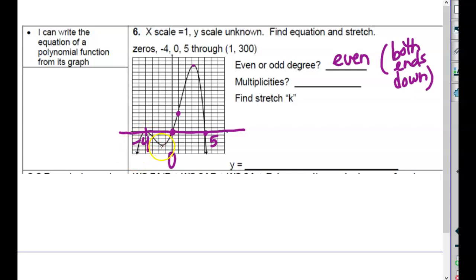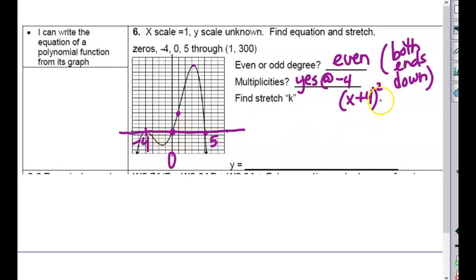That's what we call a bounce. So it has a multiplicity that's even. So we're going to say multiplicity 2 at negative 4. So it would be x plus 4 with a squared. Everybody okay where that came from? This is like a little baby parabola right here. So the root or the factor would be x plus 4 quantity squared.